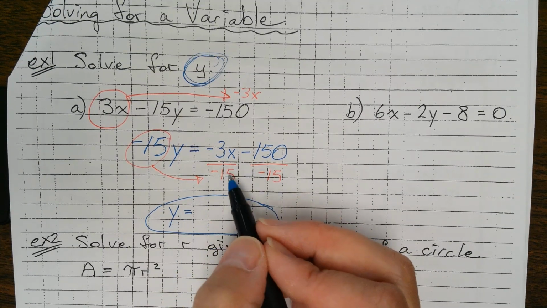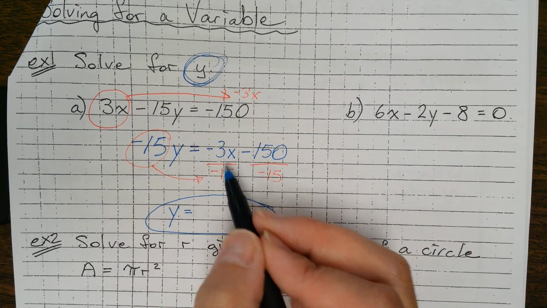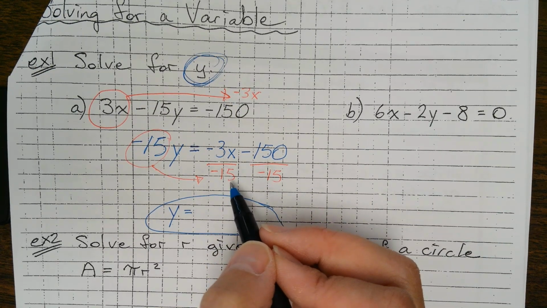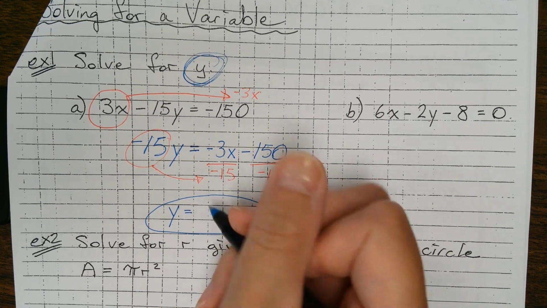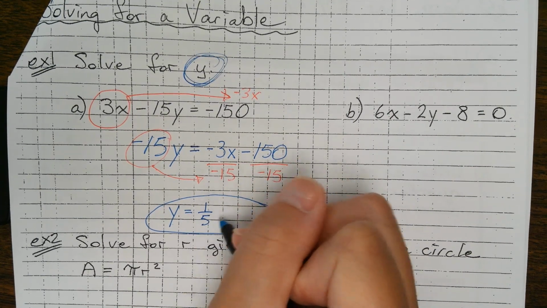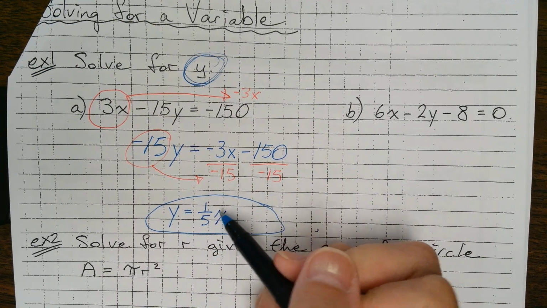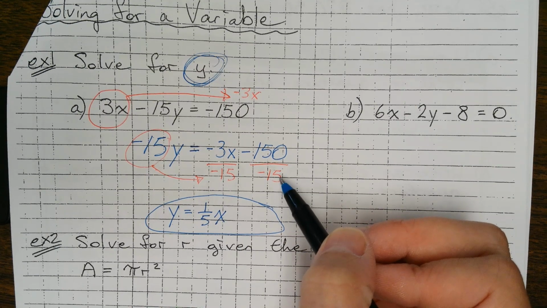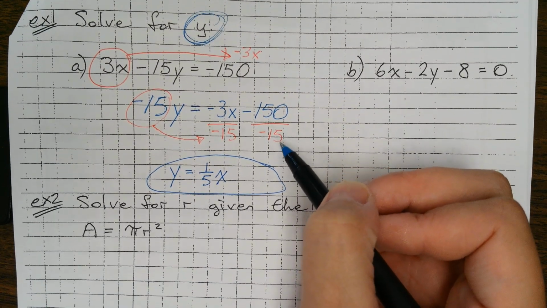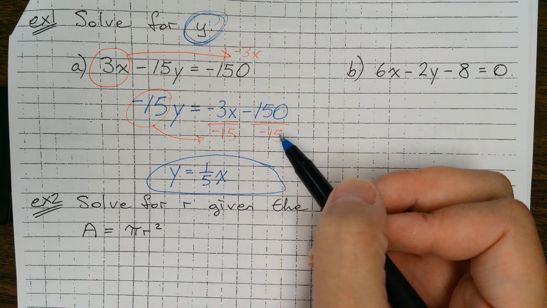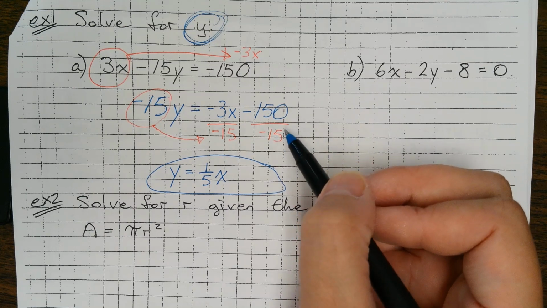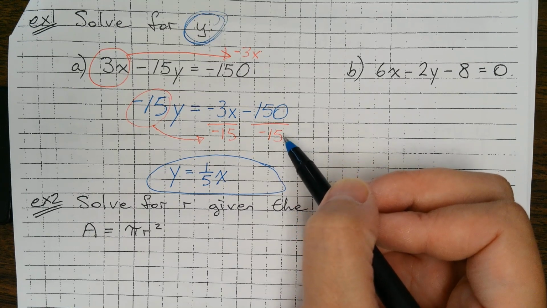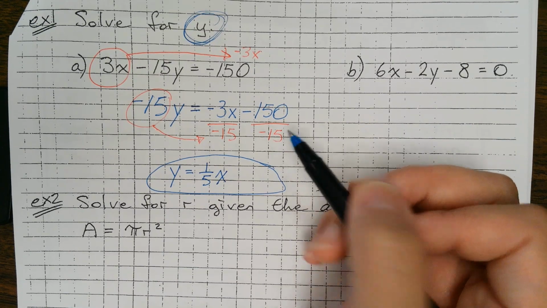And then what is negative 3 over negative 15? Can I reduce this? What's this fraction? 1 over 5, right? So not just 5, but you got the right idea. 1/5 x. And what about this? Negative 150 divided by negative 15. What's negative 150 divided by negative 15? Brianna? 10.